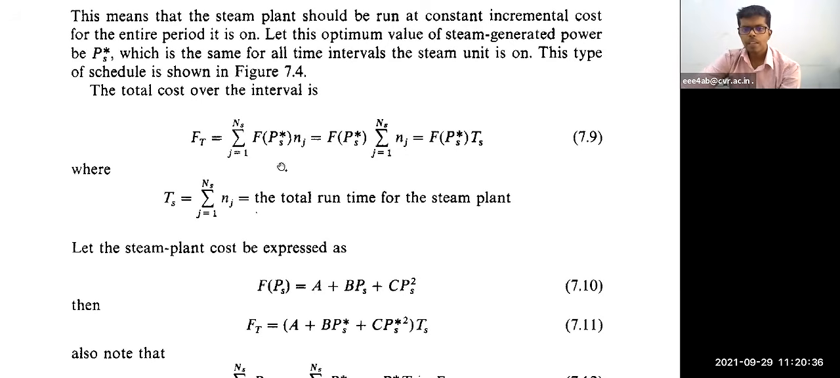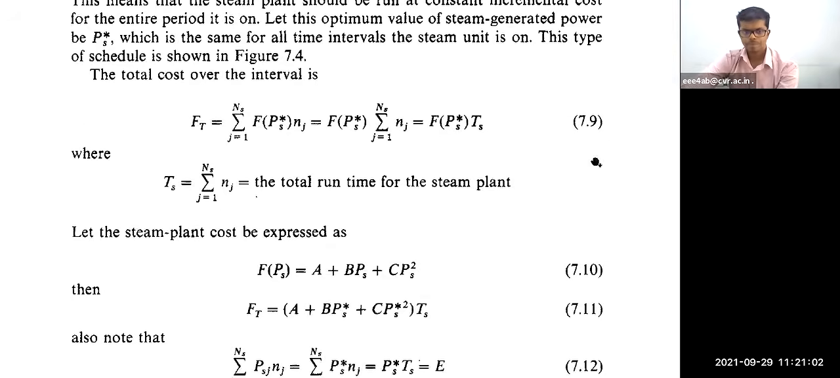Okay, so this value we have already seen: NJ is nothing but TS. The total number of timers, NJ, is nothing but the total runtime for the steam plant, that is TS. So instead of this term, we can directly take TS. Take this as equation number 9.